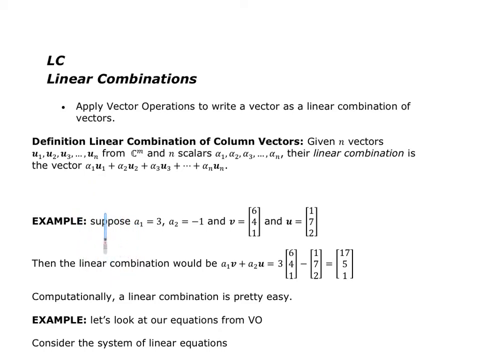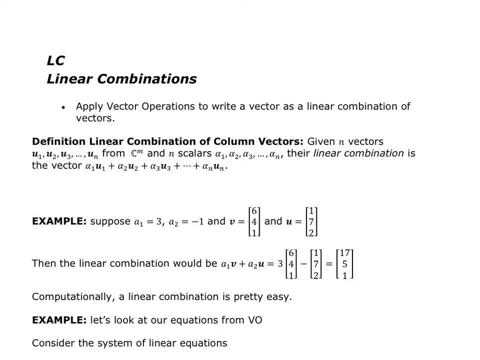Suppose we have alpha, which is our scalar, and we're going to call it 3, and the other one -1. And we have the vectors v and u defined by 6, 4, and 1, and also 1, 7, and 2. If I take my alpha, which was 3, multiplied by my vector v, and my alpha, which was -1, multiplied by my vector u, then it would look like this. When I do my vector operations, just like I learned in the previous video, it would be 3 times the 6, 3 times the 4, and 3 times the 1, minus 1, 7, and 2 in all the right places. So 18 minus 1 is 17, 12 minus 7 is 5, and of course 3 minus 2 is 1. Computationally, a linear combination is pretty straightforward.